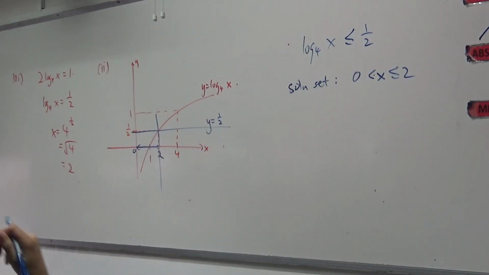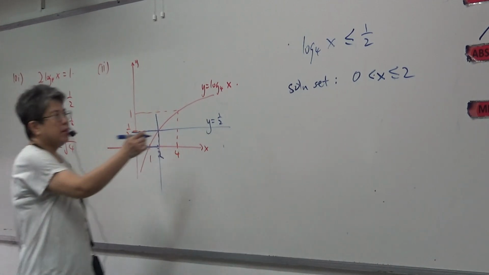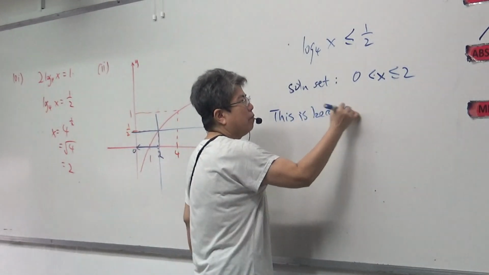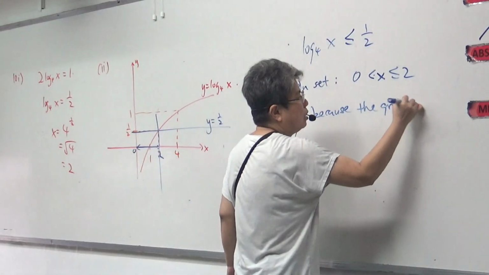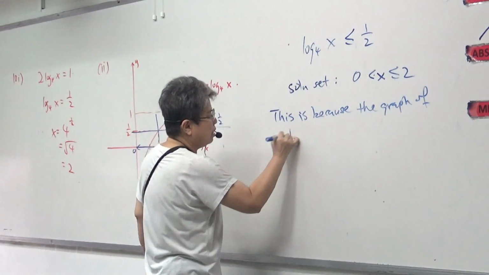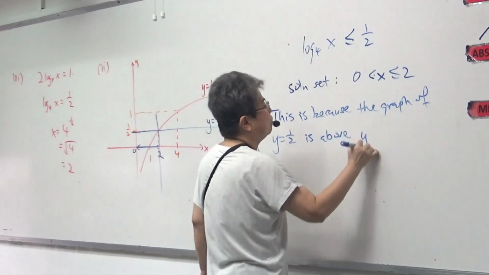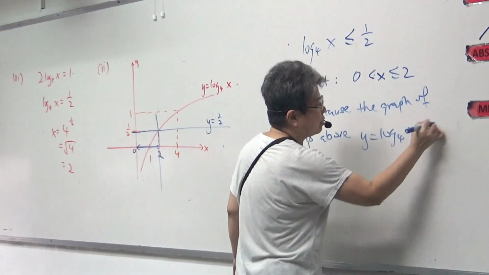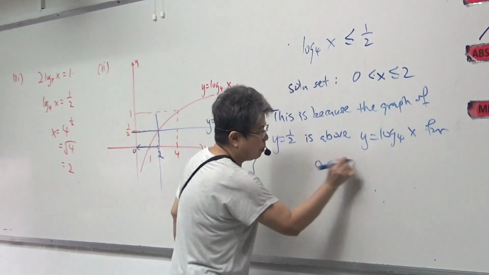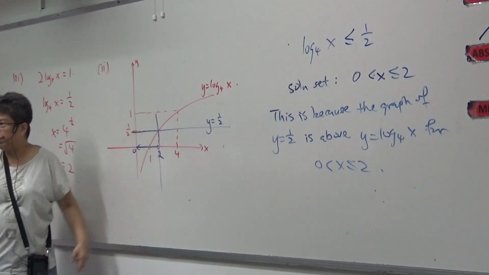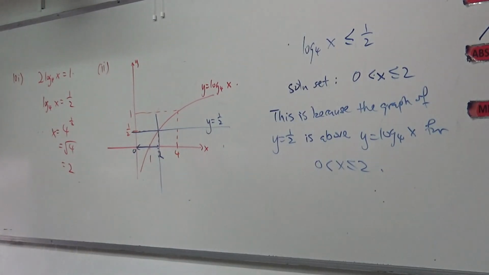But the question says, explain why this is the solution set. This is because the graph of y equals half is above y equals log 4x for x between this. Can you see it's above? What's another way to say this? You can say log 4x is below. Also okay.